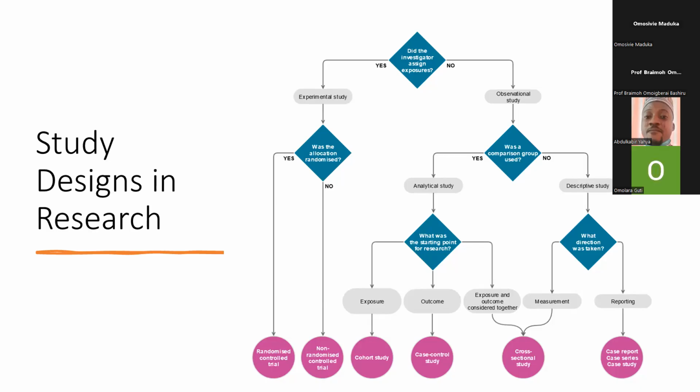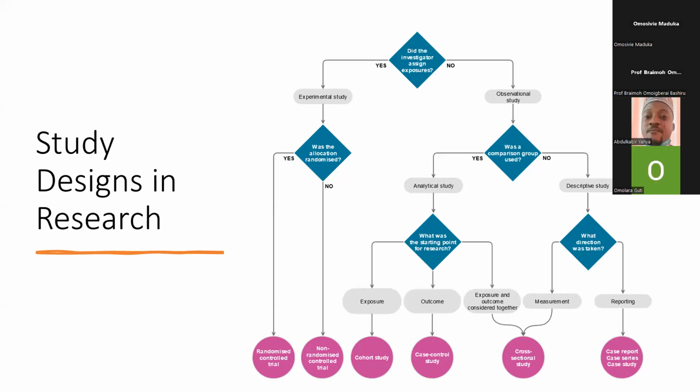When you go into an observational study, you ask yourself the next question: was a comparison group used? Any comparison going on here? If the answer is no, then you have a descriptive study. If the answer is yes, there is some level of comparison, then you have an analytical study design. And when you go into a descriptive study, you ask yourself, what direction was taken? Is the direction taken just to report what has already happened? So if it is a report for things that have already happened, outcomes have already occurred, and all you are doing is reporting it, then you have a case report.